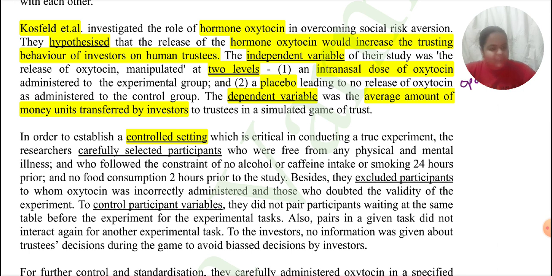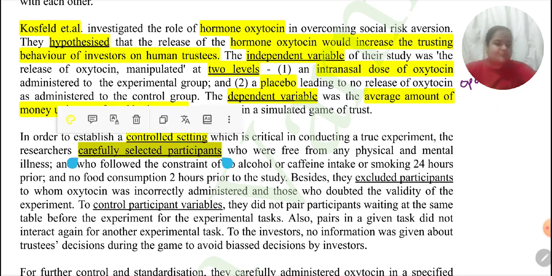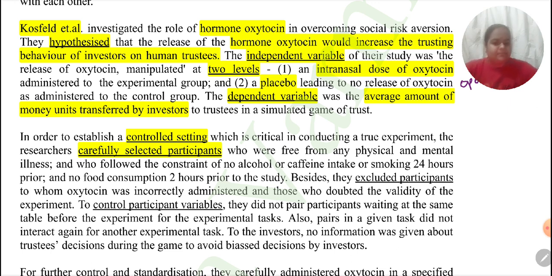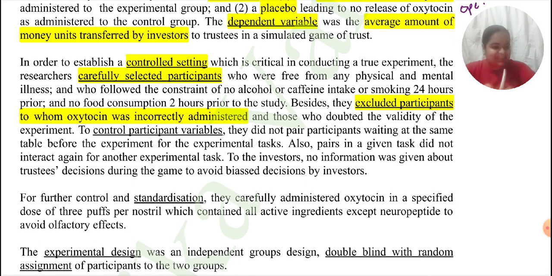So for the Kosfeld study, some of the controls were careful selection of participants according to criteria, like they should not have consumed alcohol or caffeine before the experiment, or not have smoked before the experiment. Also, situationally, we saw that the researchers excluded some participants to whom they could not correctly administer oxytocin, or those who had become doubtful about the validity of the simulated game.